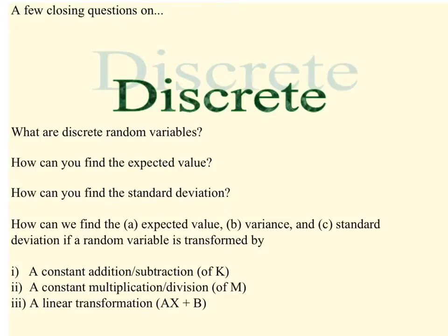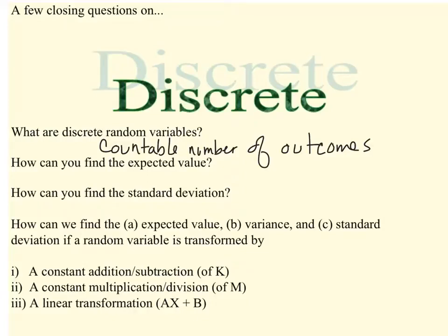All right, we're going to look at some closing questions for this chapter, chapter 6. What are discrete random variables? Well, a discrete random variable is a variable with a countable number of outcomes. In the previous video, we looked at interviewing 5 people and counting the number of smokers. Well, that's a countable number of outcomes. It's somewhere between 0 and 5. Okay, so those are discrete random variables.